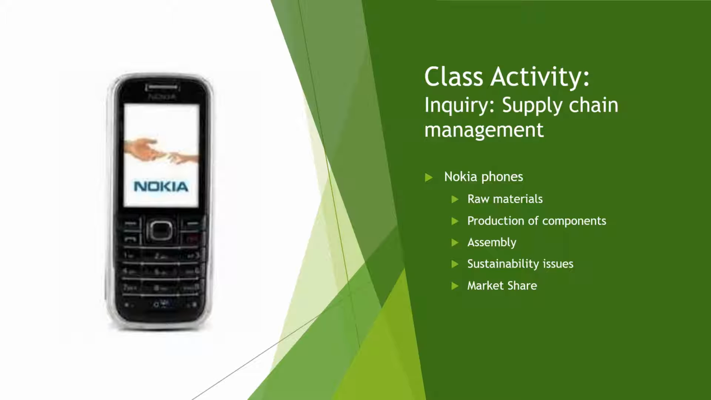So in class tomorrow we're going to do an inquiry and look at supply chain management. It can be illustrated by examining the production of a product, for example Nokia. If you're going to use Nokia phones, you would look at the raw materials and where they were sourced, the production of the components, where it's assembled throughout the world, sustainability issues, and the market share. But we'll talk more about that in class tomorrow.